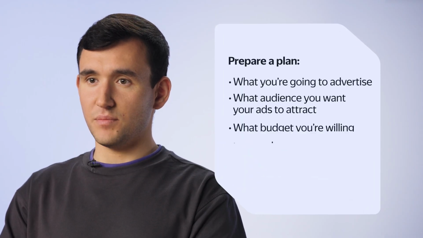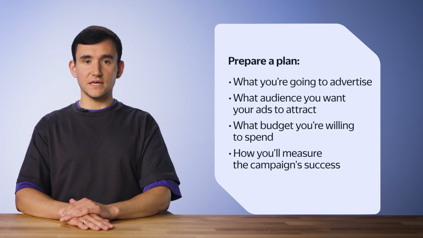Now, let's talk about the launch goals stage in more detail. As you remember, the cost of advertising a mobile app isn't fixed. It is determined by an auction among advertisers. For this reason, we need to prepare a plan first. This involves deciding what we're going to advertise, what audience we want our ads to attract, what budget we're willing to spend, and how we'll measure the campaign's success. We need proper planning in order to draw correct conclusions when evaluating the campaign's results.